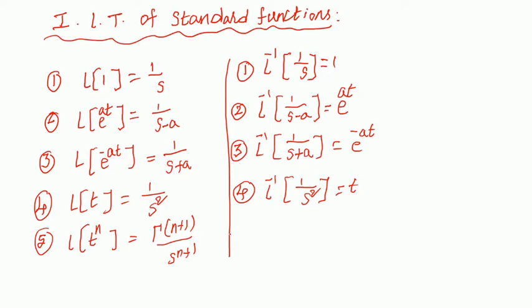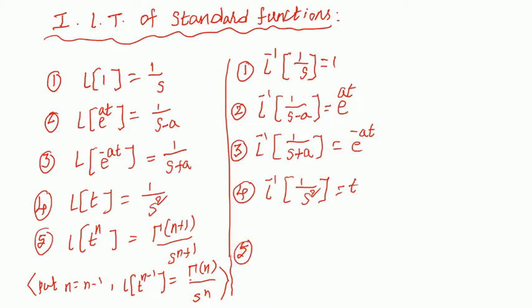So just see here, from this I can write the formula. In this formula you can put n is equal to n minus 1. Then what happens? L of t power n minus 1 is equal to gamma of n by S power n. Right. Now by using this I can write the fifth standard function, fifth one.